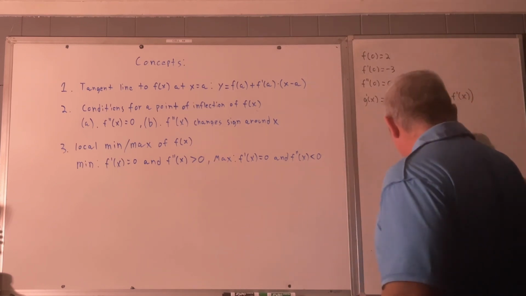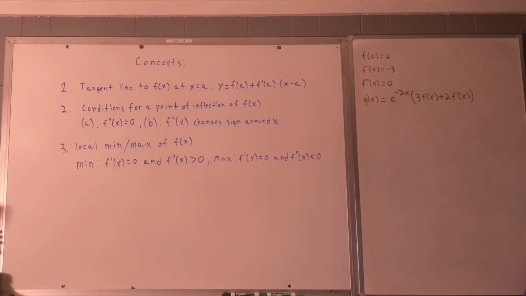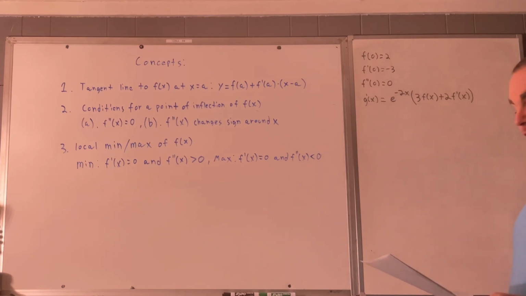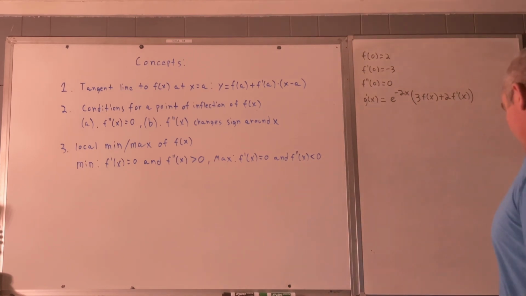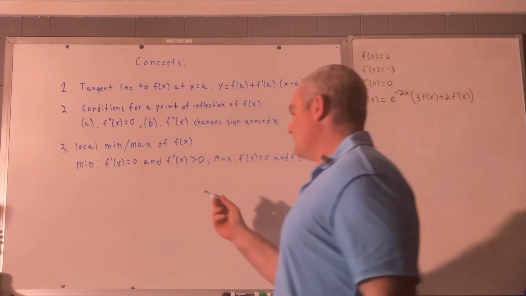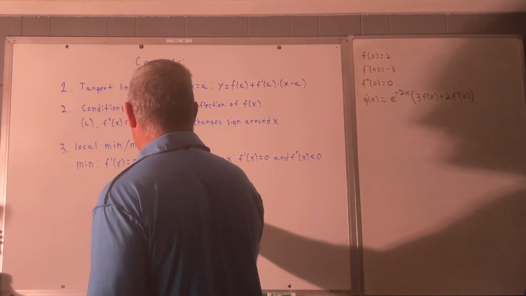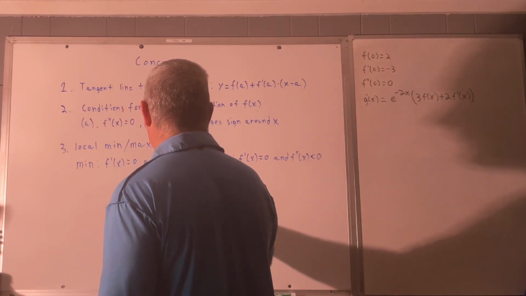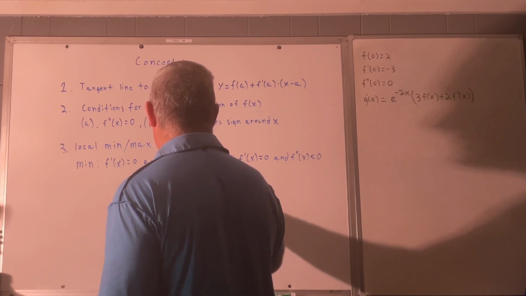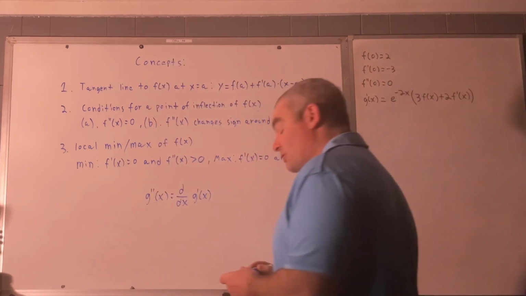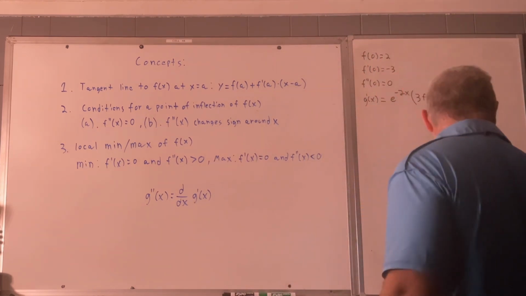All right. Part D, the most difficult one. Show that g double prime of x is equal to, and then it gives you something. All right. So, okay, we need to take the derivative of g prime of x. Know that g double prime of x is equal to the derivative with respect to x of g prime of x. You should know that if you're even contemplating taking this test.